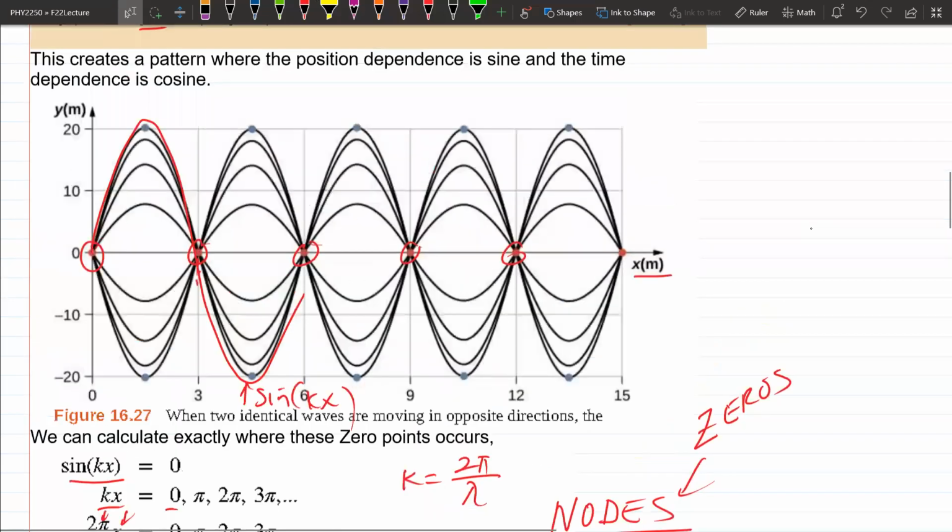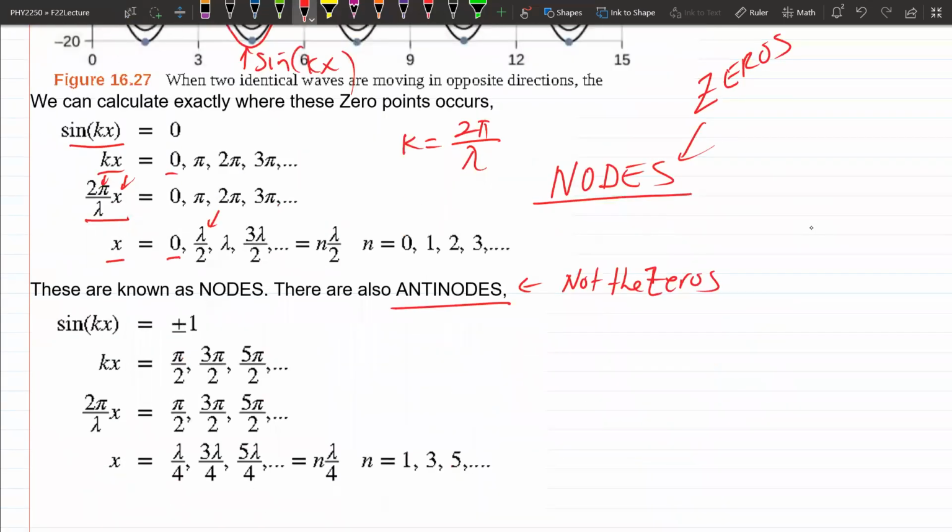Because you can also find where the sine function is exactly equal to 1 or -1. That's where these points are. You can actually find where the wave has its maximum amplitude, where the peaks of these lobes are. If sine of kx is equal to either plus or minus 1, then that's where the lobes are located. Sine of kx is equal to plus or minus 1 when kx is equal to 90 degrees. What's the next one? 270 degrees. Or in other words, pi over 2, 3 pi over 2, 5 pi over 2.